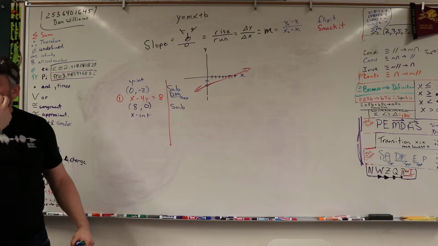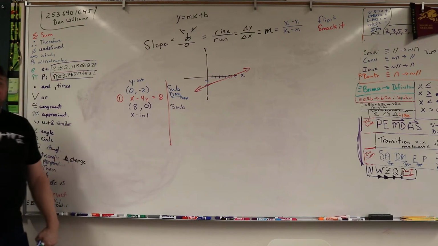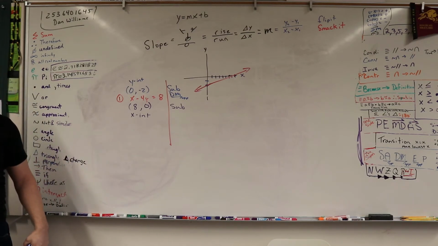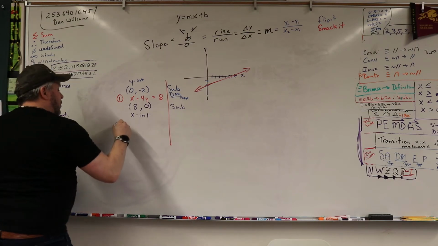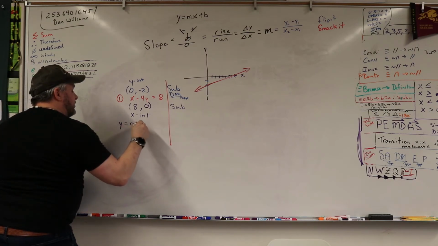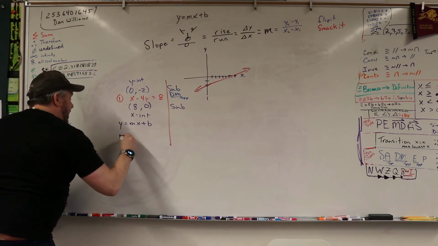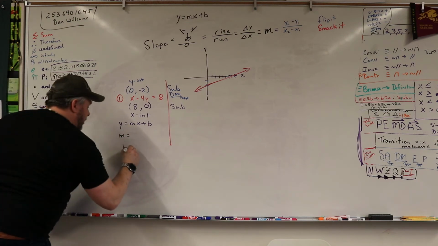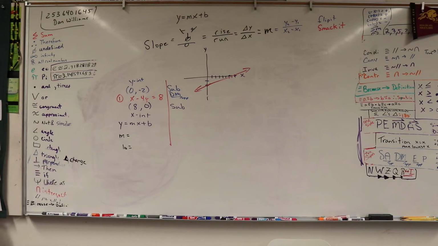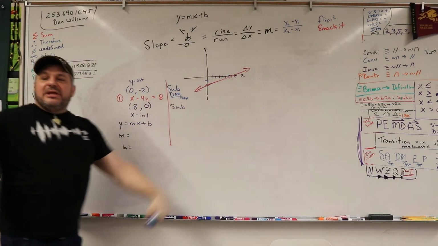Okay? Now, in addition to that, what if I want to know the equation? So what's our equation? y equals mx plus b. What are the two letters I need to know for this equation? M and B. Do we know b? What is b? We know m is the slope. We figured that out. What's b?